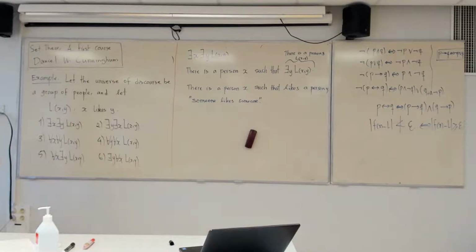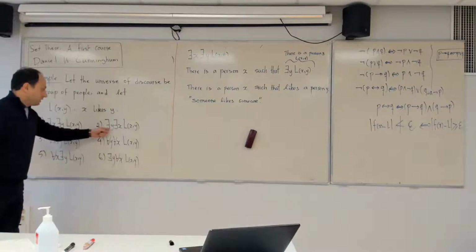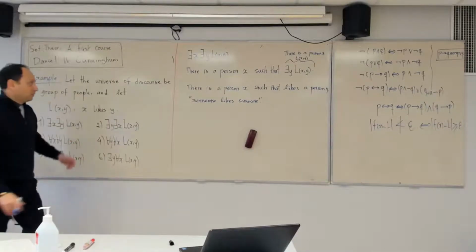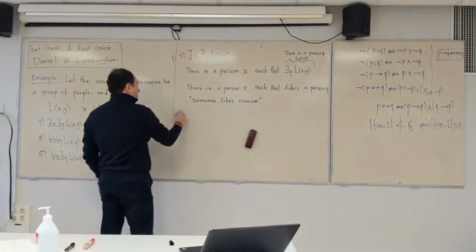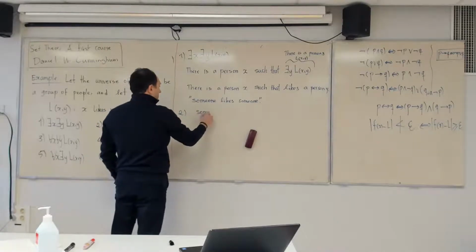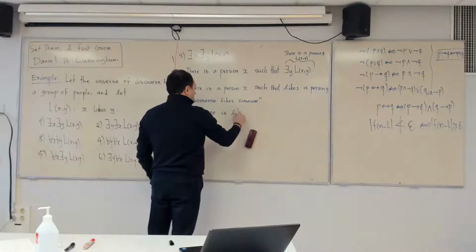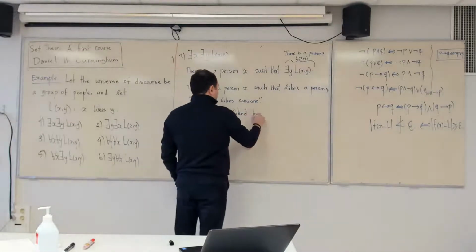Is that understandable? Yes or no? Okay, now can you tell the translation of this one? There is someone who is liked by someone. Yeah, so it means someone is liked by someone. Yes? So number two, so that was number one. So number two means someone is liked by someone.